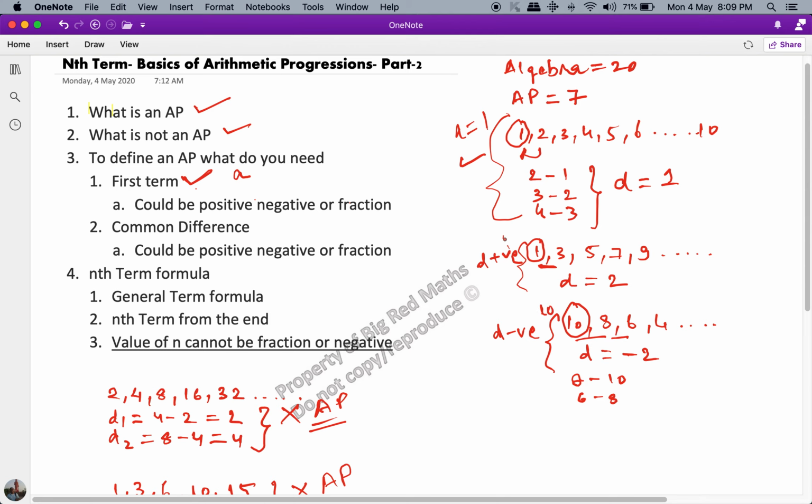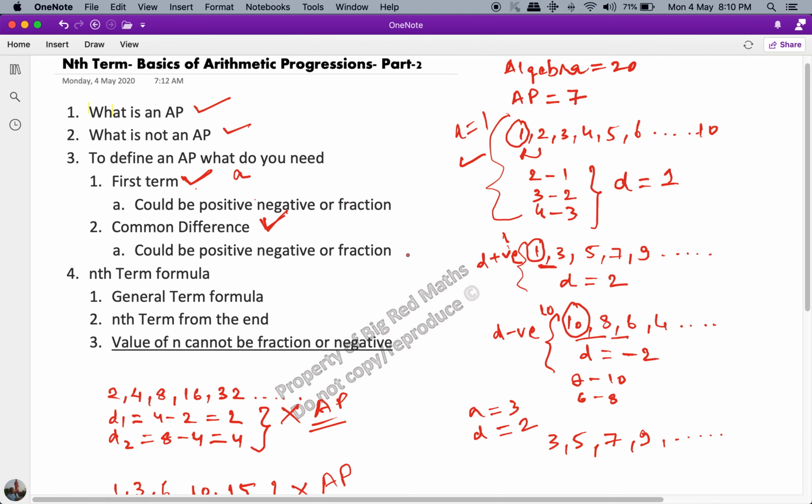So to define an AP, you need the first term, which is denoted by A, and you need to know the common difference, which is D. Say I give you A is equal to 3 and D is equal to 2. What will the AP look like? It will be 3, then 5, then 7, then 9. Consecutive terms of the AP have to be added with the common difference.